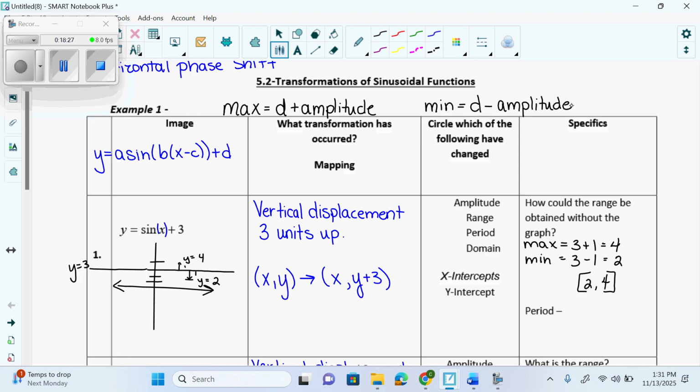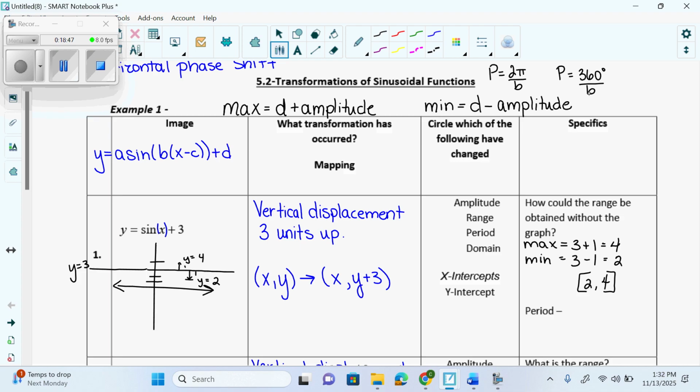And the other one we can use is period equals 2 pi over b. Or you can swap the b and p. You can say b equals 2 pi over period. Remember how we used that one? You just swap the b and p. Or you can go period equals 360 degrees divided by b.